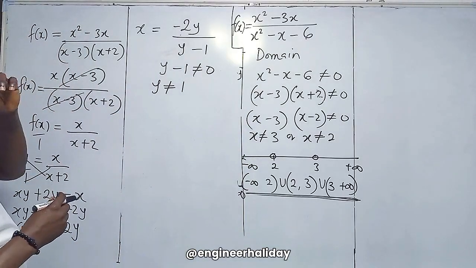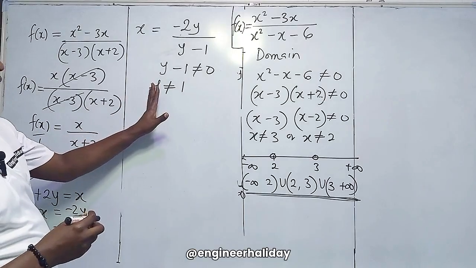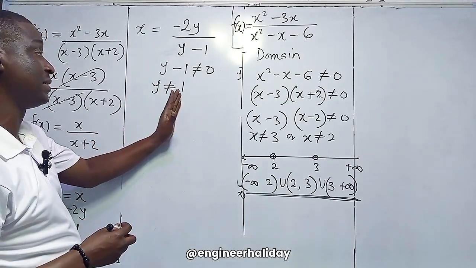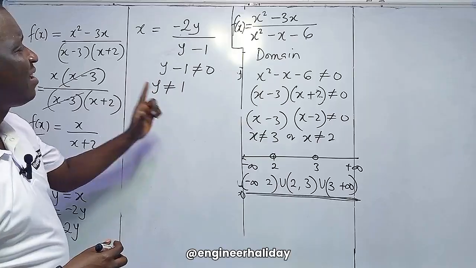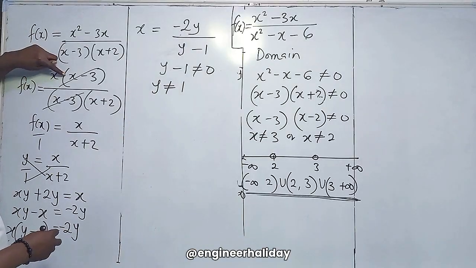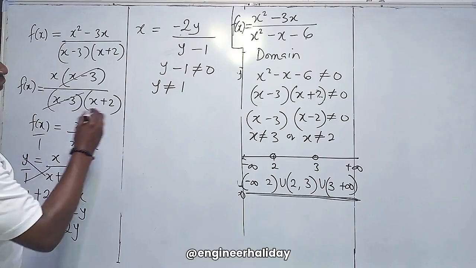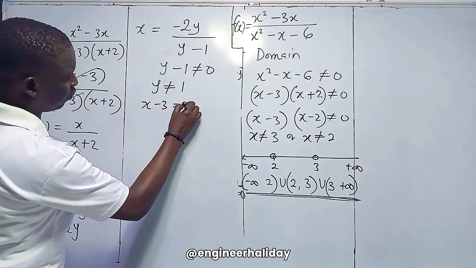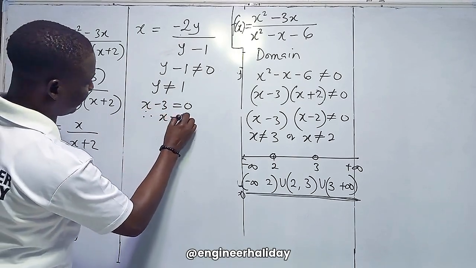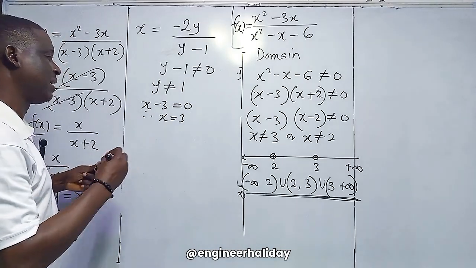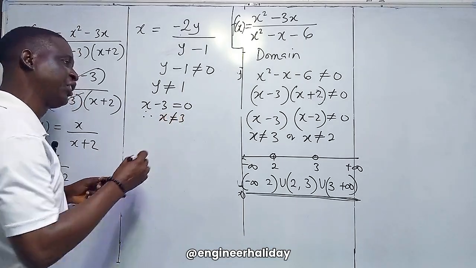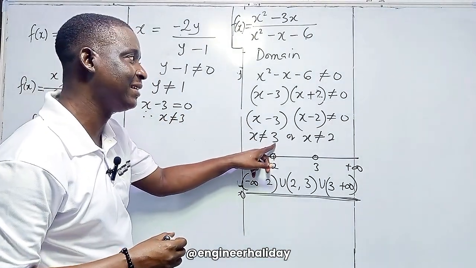Now there's something funny here. We cannot just conclude that the range is all real numbers except 1. There is one particular value I removed from here, which is x minus 3. Now if you solve x minus 3 equal to 0, what is x? x is equal to 3.